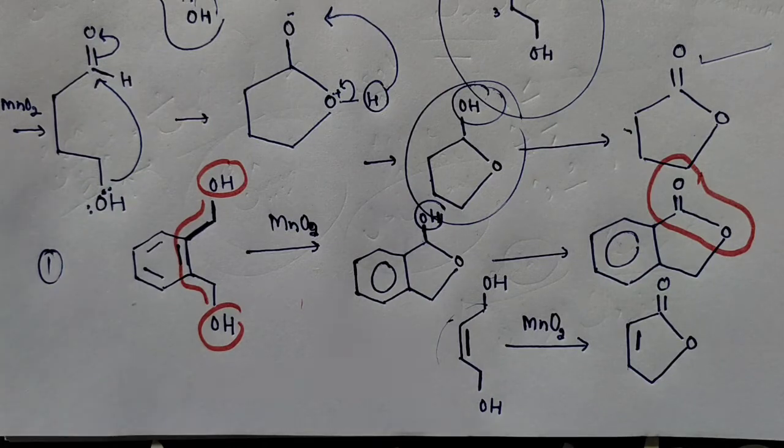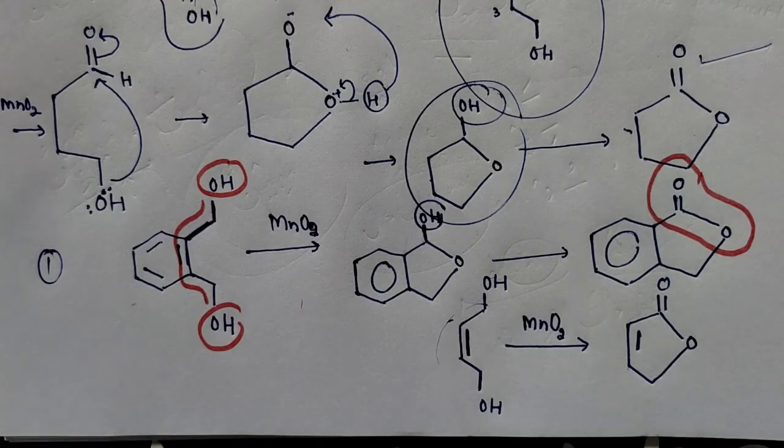We must remember the work of the reagent. What does the reagent do? Which functionality does it convert into what? The two important functions I have shown you here are: one, conversion of allylic alcohols or benzylic alcohols to carbonyl compounds; second, 1,4-diols to lactones. Questions are asked on exactly this as far as MnO2 is concerned.